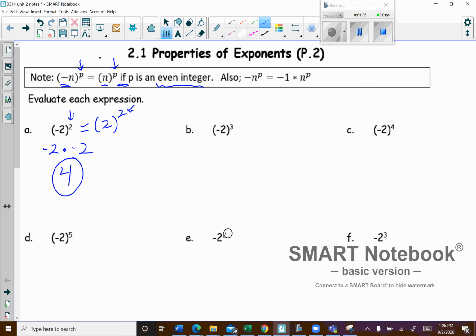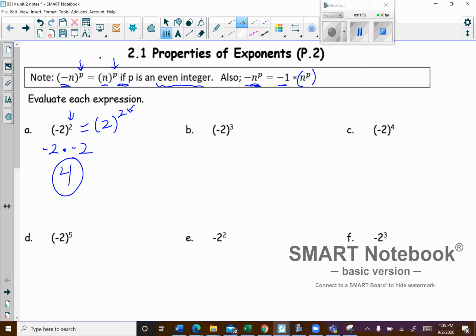Okay, so let's see. Also, if you have negative n to the power of p, and you don't have parentheses around it, okay, so notice the difference. I don't have parentheses around this. That indicates that the negative is applied after the power occurs. Okay, and so we'll see some examples of that too in a moment.